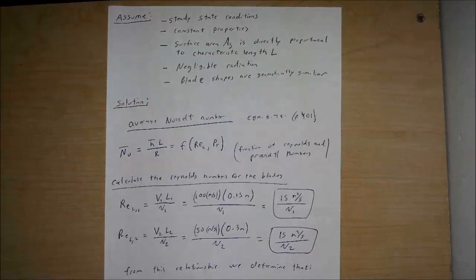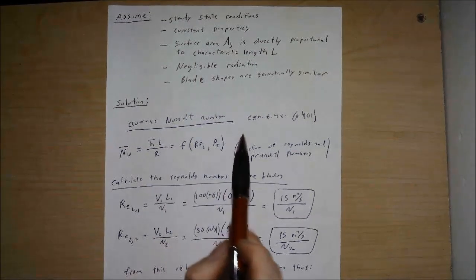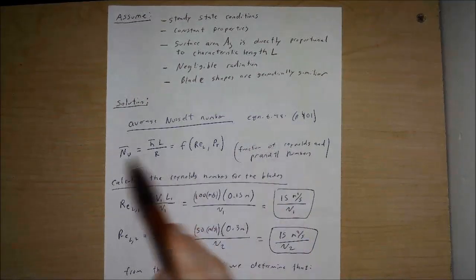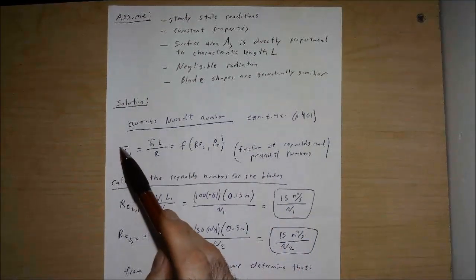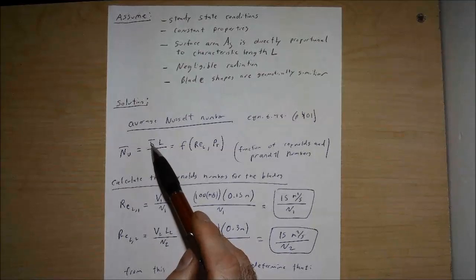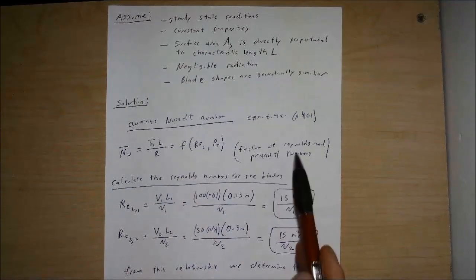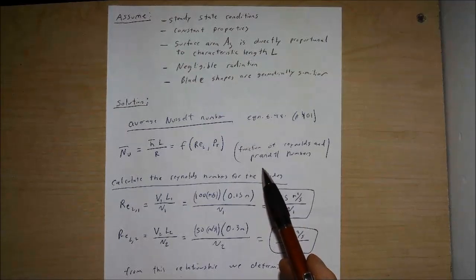So after we have our assumptions, the next step is to figure out our governing equation for the solution to this problem. The governing equation we're going to start with here is the average Nusselt number. This comes from chapter 6 on page 401. We can see our general equation here. Our average Nusselt number is equal to h bar times L over k, which is a function of the Reynolds number and our Pr number.